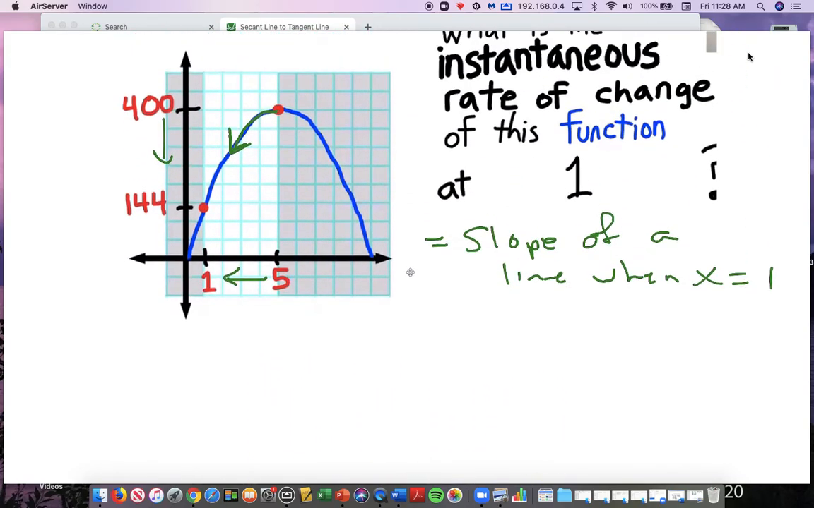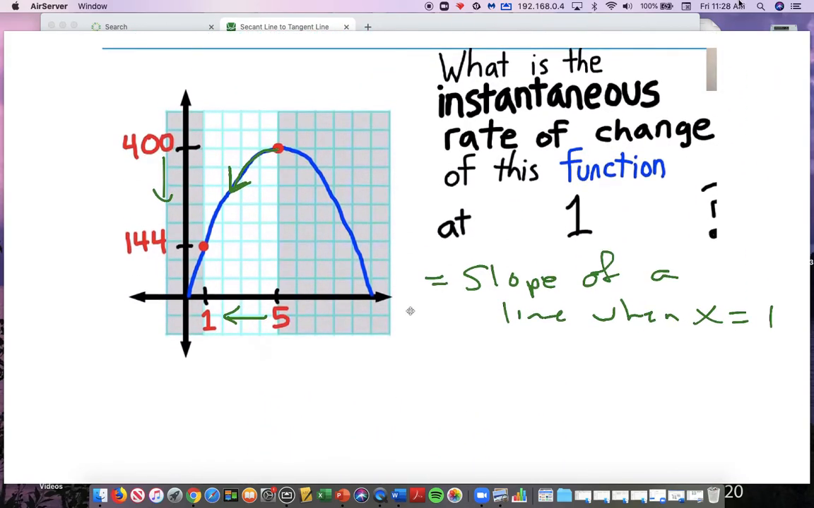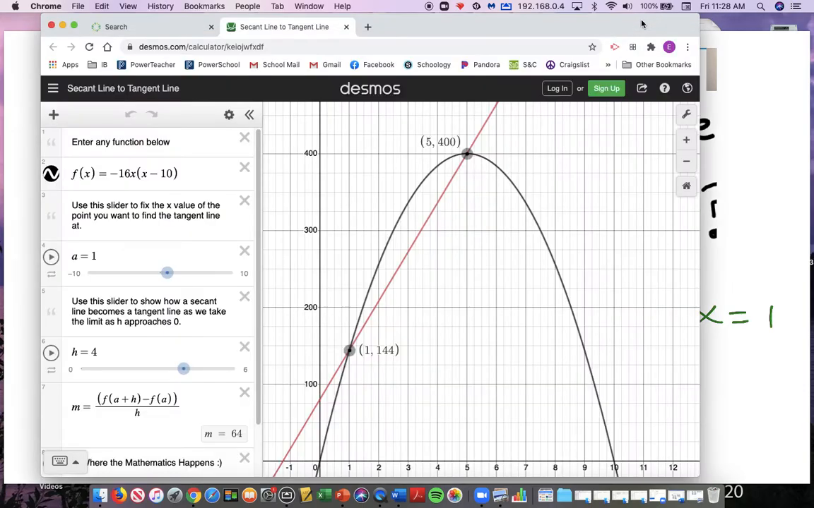So in the notes, I have this Desmos calculator that I'm gonna pull up, and it uses this same graph. So let me pull that up right now. So here's this graph, and this is the same thing. It actually is a parabola. The equation of the graph is right up here, negative 16 x minus 10.